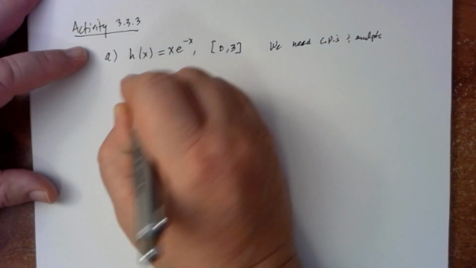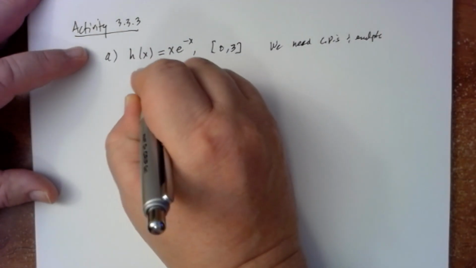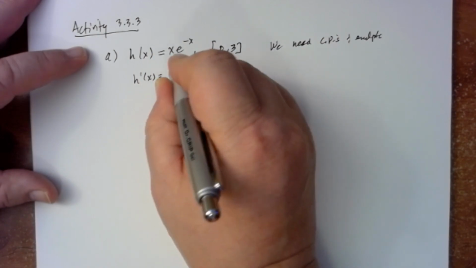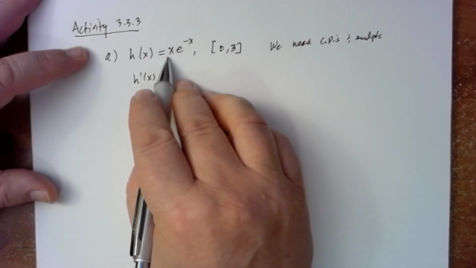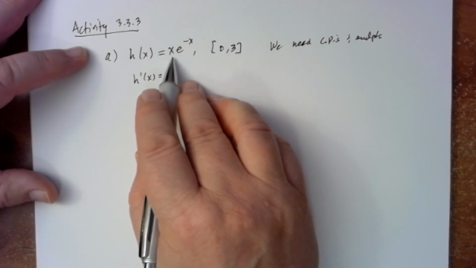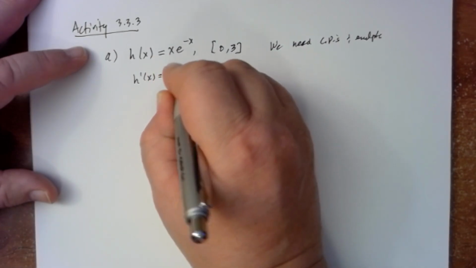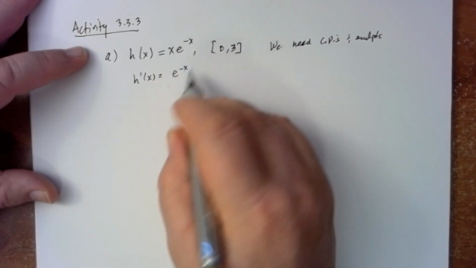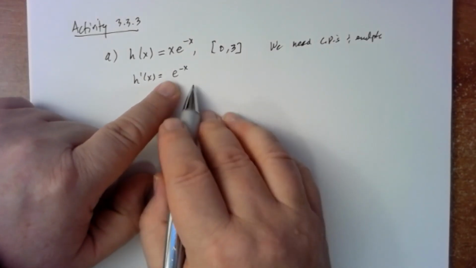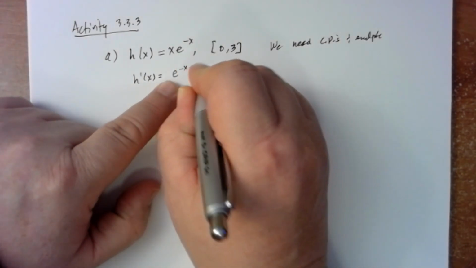To find the critical points, we set the derivative equal to 0. The derivative is product rule here. Derivative of x is 1 times e to the minus x. And then when I differentiate e to the minus x, the negative sign is going to pop out, so I'm going to go ahead and put the negative sign there.